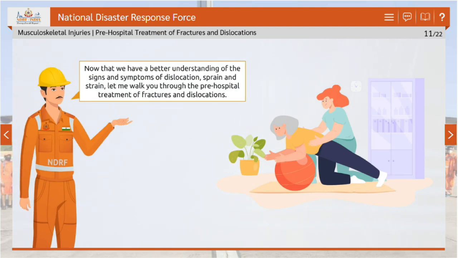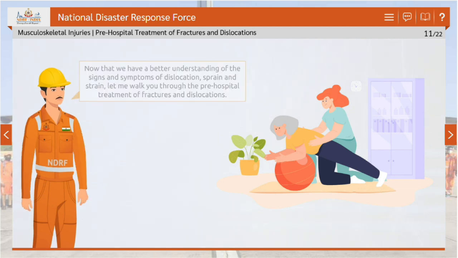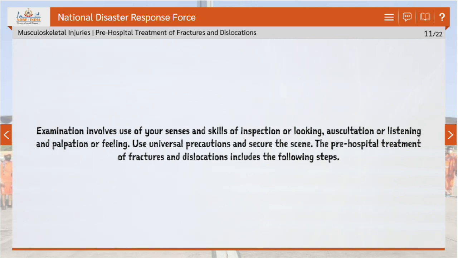Now that we have a better understanding of the signs and symptoms of dislocation, sprain and strain, let me walk you through the pre-hospital treatment of fractures and dislocations. Examination involves use of your senses and skills of inspection or looking, auscultation or listening, and palpation or feeling. Use universal precautions and secure the scene. The pre-hospital treatment of fractures and dislocations includes the following steps.